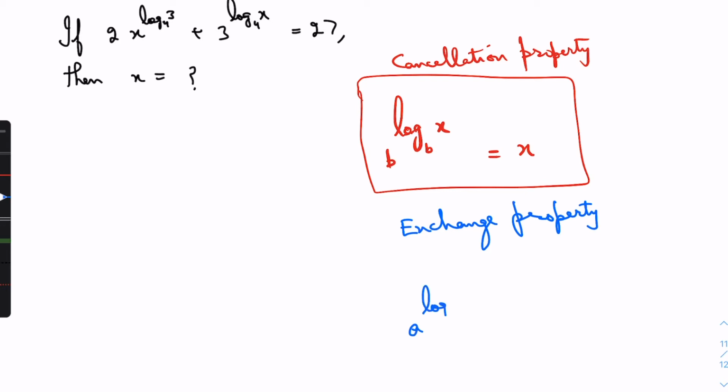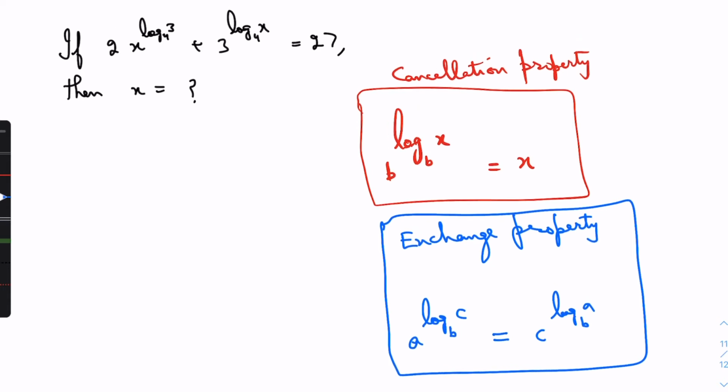Then at least we can do something, and that is that if I have this thing where A and B may be distinct, then we can't cancel out, obviously, but at least we can hold this B and exchange this A and C. That's why it's called exchange property. So this is going to be C raised to power log of A to the base B. So this B remains at its position and A and C have been exchanged. This is the property that we are going to use here, and that will solve our problem.